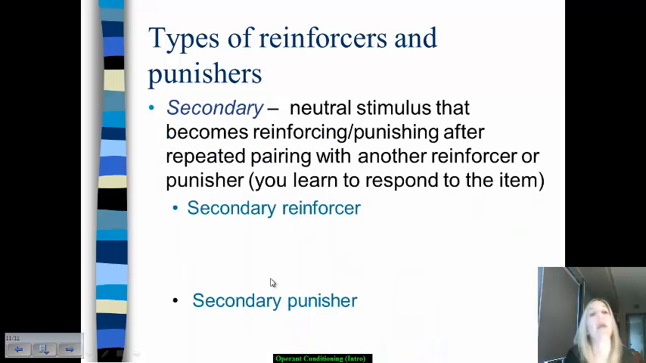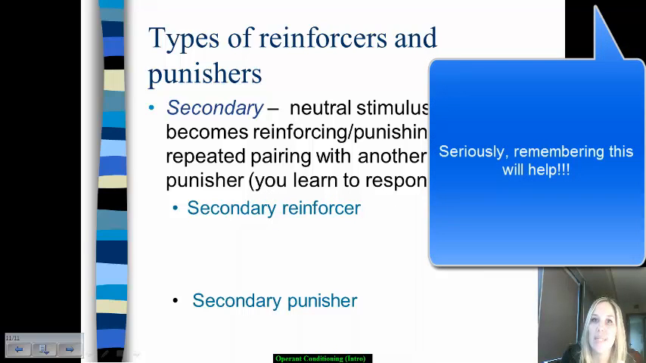Now, on the other hand, you have secondary reinforcers and punishers. Secondary means that there has been some classical conditioning attached to this. I told you this was going to get kind of confusing. In secondary reinforcers and punishers, the secondary part to this is that reinforcer and or punisher, it's a neutral thing that became a reinforcer or punisher because it was repeatedly paired with something else. So at the end of the day, really what you need to remember about a secondary reinforcer or punisher is that you learned to respond to it. It didn't naturally get a response from you, initially speaking.